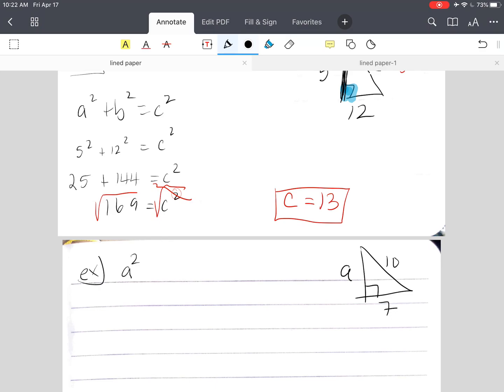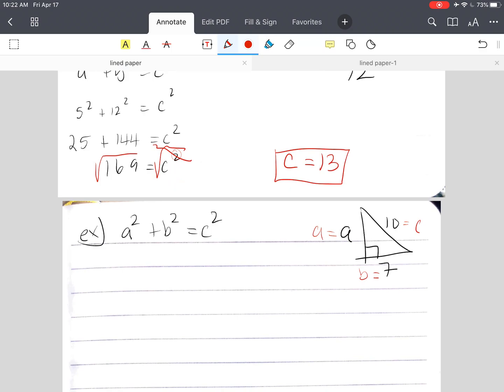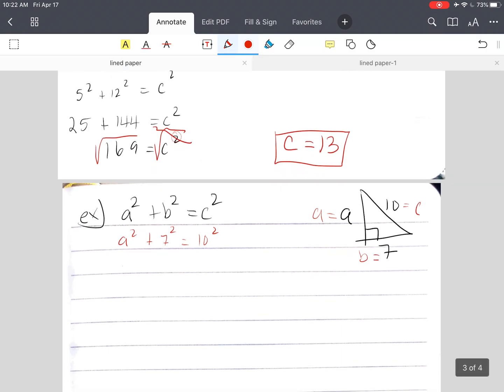So always, first things first, always write down the formula. a squared plus b squared equals c squared. Here we have a. Here we have b, and here we have c. So now we're going to replace the variables with what they actually equal. a is a, so it stays the same, a squared. b is 7, so that's 7 squared. And then c is 10, so 10 squared. So we're going to have a squared plus 49 is equal to 100.